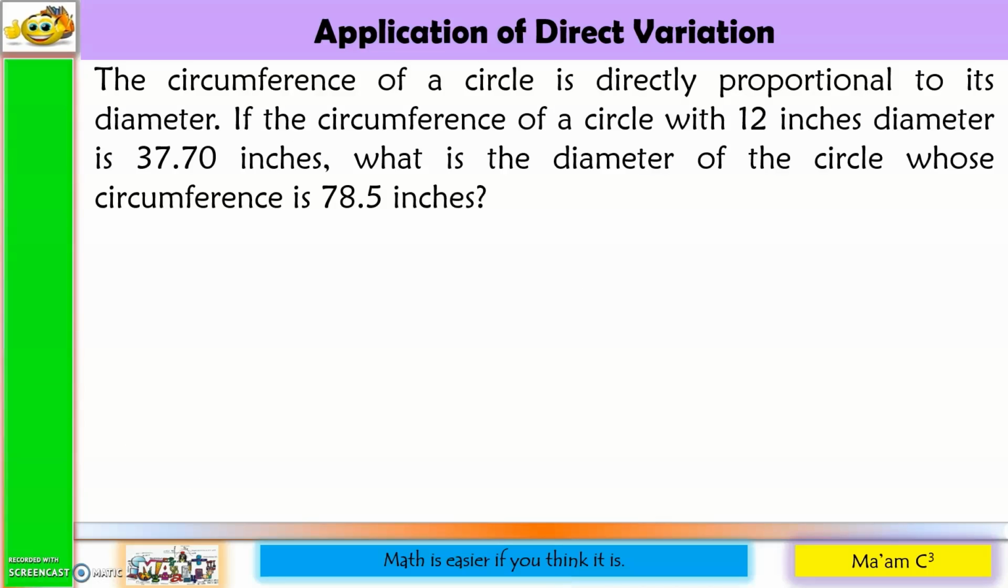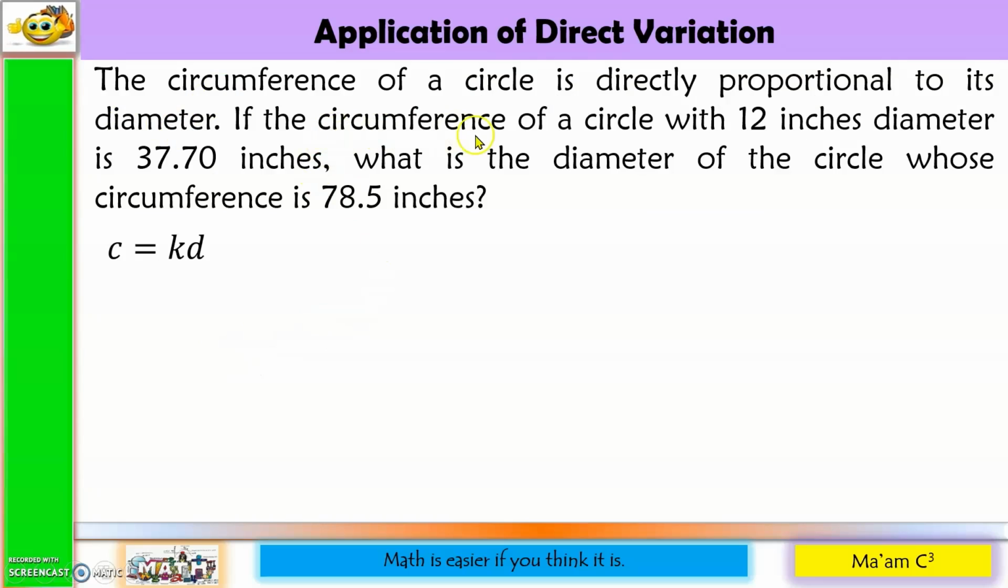Another one. The circumference of a circle is directly proportional to its diameter. If the circumference of a circle with 12 inches diameter is 37.70 inches, what is the diameter of the circle whose circumference is 78.5 inches? So first, let us create the equation of the direct variation. It says here the circumference is directly proportional to its diameter. So C is equal to kD.